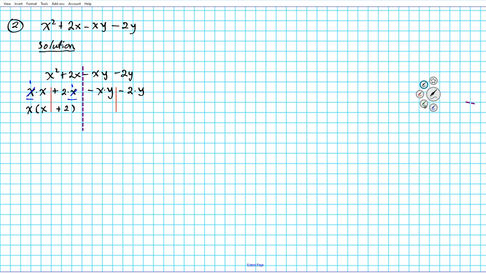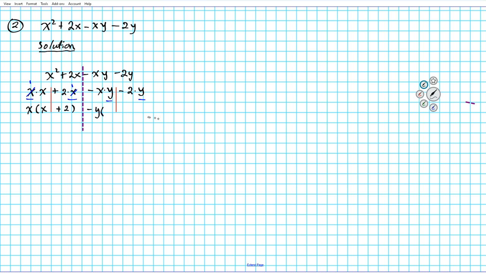You have a y and a y. So we're going to factor those out. But since we have a minus here, we're forced to factor out the negative. So we're going to factor out a negative y. Bam. Now this is the deal.